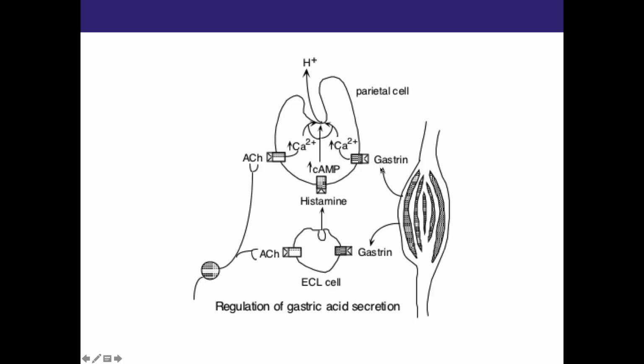Potentiation means that the amount of acid that's secreted is greater than the sum of the individual parts. Does that make sense to you guys? So acetylcholine alone causes a little bit of acid secretion. Histamine alone causes a little bit of acid secretion, and gastrin alone, it causes a little bit of acid secretion. But when all three are on board, the amount of acid that's secreted is greater than the sum of the individual parts, acetylcholine, gastrin, and histamine. That's called potentiation.